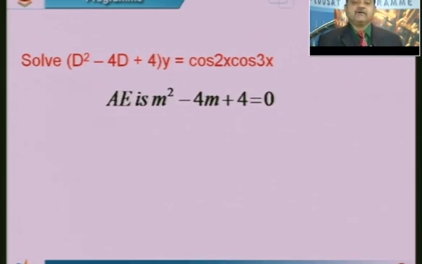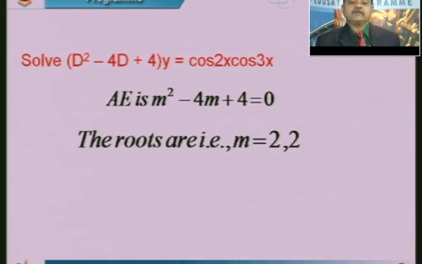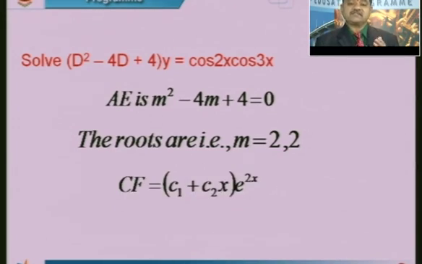See here, first let us write the auxiliary equation. What is the auxiliary equation? m squared minus 4m plus 4 is equal to 0. By any method you find the roots. The roots are m is equal to 2 comma 2, equal roots. For equal roots, what is the complementary function? (C1 plus C2 x) e power mx. In other words, here m is 2. So, CF is (C1 plus C2 x) into e power 2x.